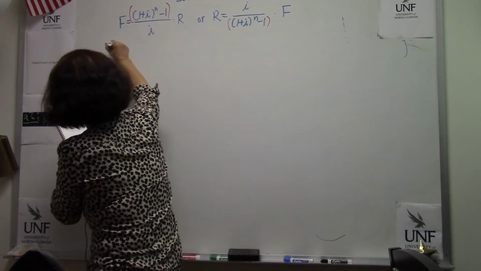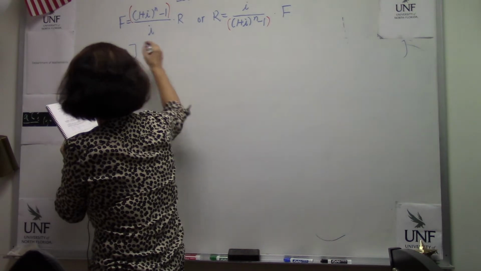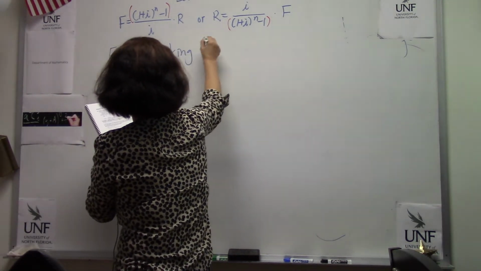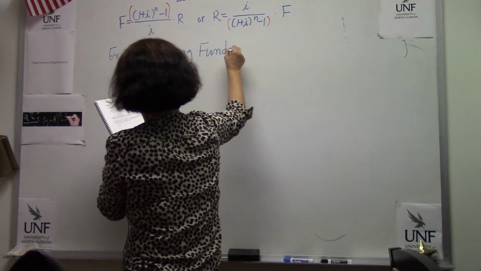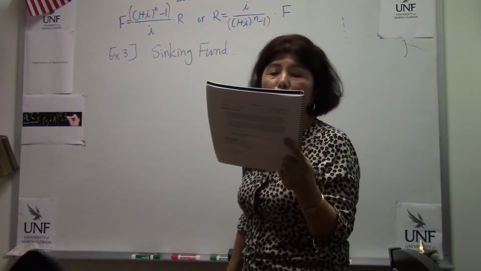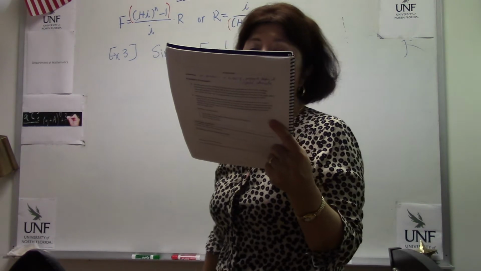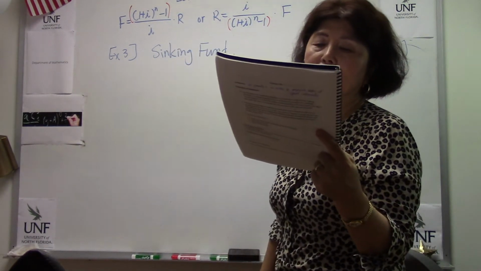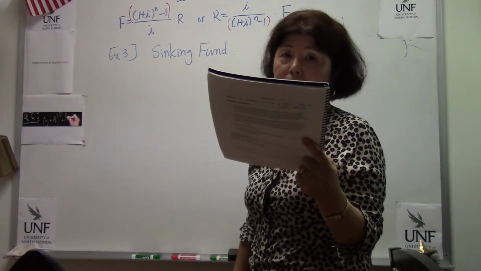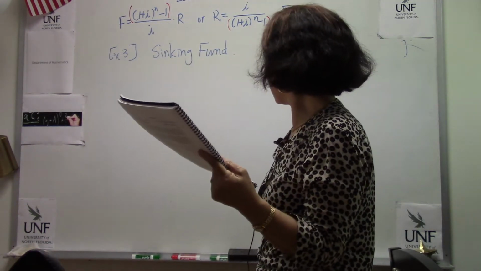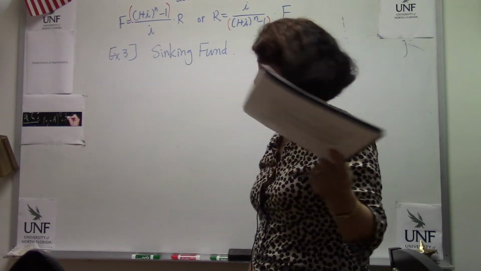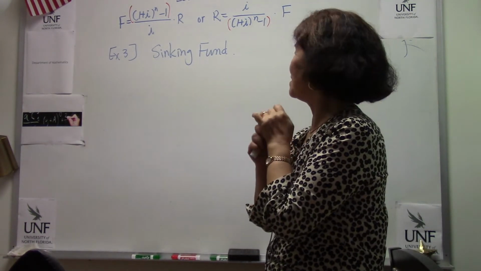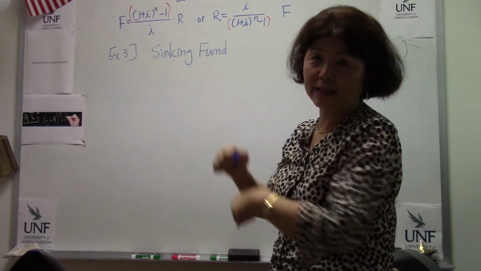Example 3. Here is a sinking fund. What is a sinking fund? I put it here. Increasing annuities set up by a corporation or government to repay a large debt at some future date. I was thinking about why they call it a sinking fund. I guess they want to sink their debt.